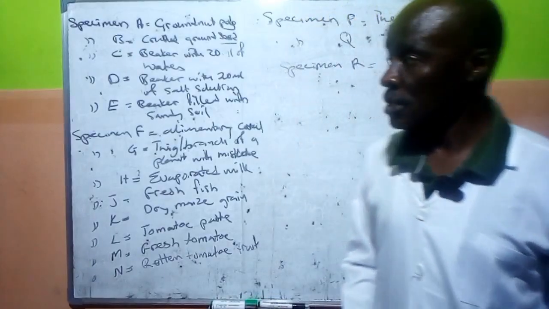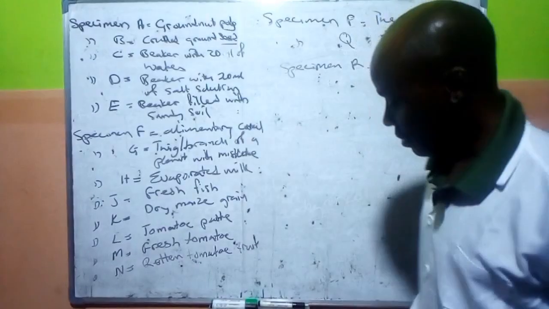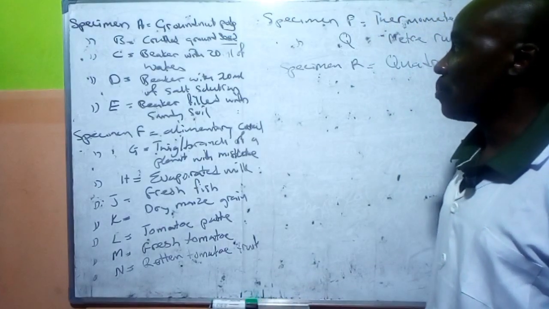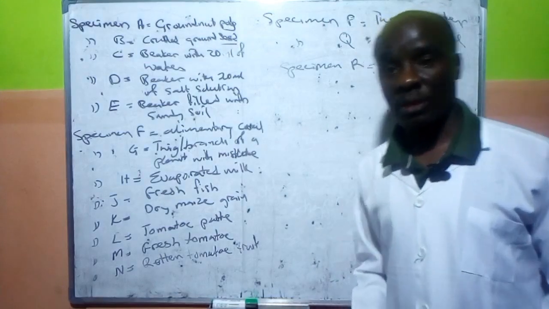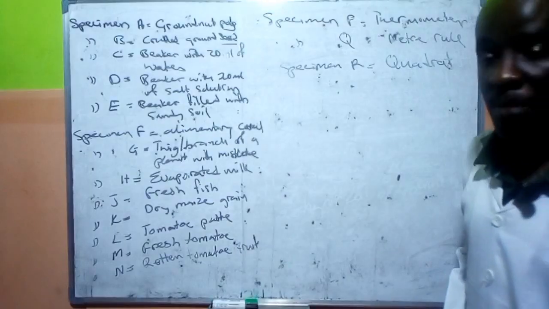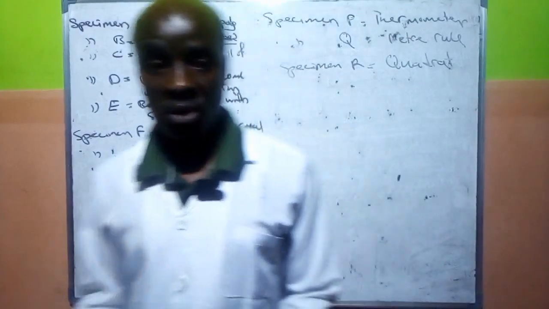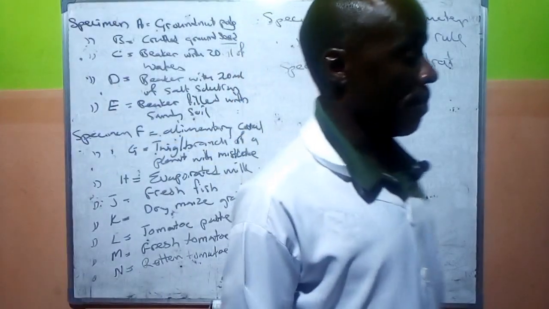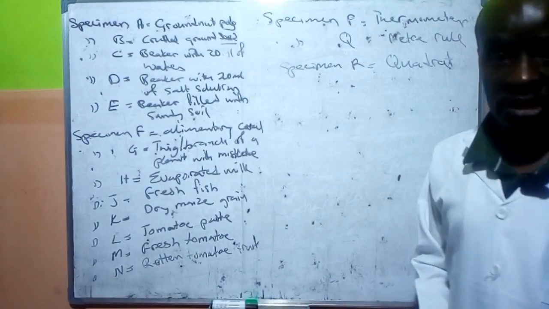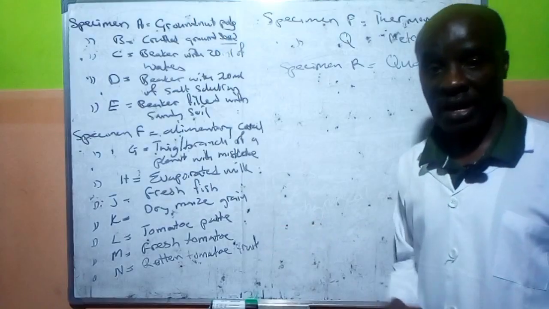So quickly we're going to be analyzing some of these things based on what we are likely to expect in each of them. Let's start with specimen A. In specimen A, we are given a groundnut pod with seeds. One thing I want you to note about the groundnut pod is that it is a legume, a leguminous plant. They play a very important role in the soil because they partner with some bacteria to fix nitrogen in the soil.